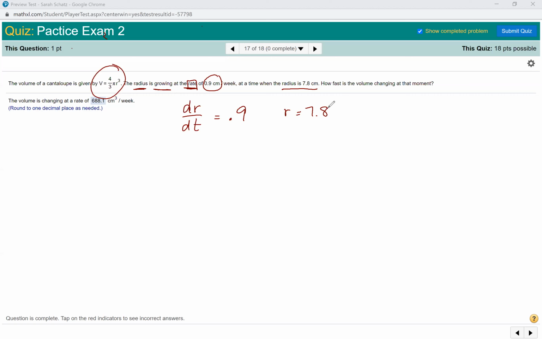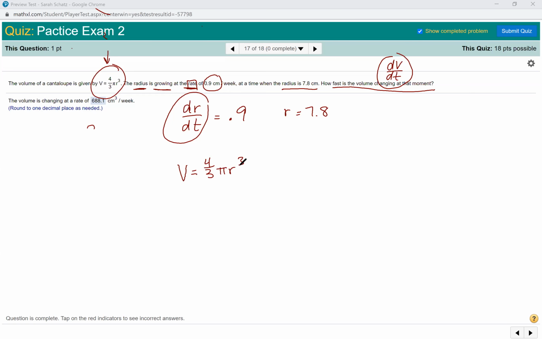What it wants to know is how fast is the volume changing. So it's giving me dr/dt, but what I want to find is dv/dt. So that's why I have this equation here. It's a relationship between r and v. I'm going to write this out, you guys. V equals 4/3 pi r cubed.